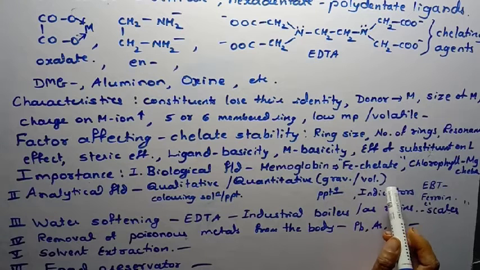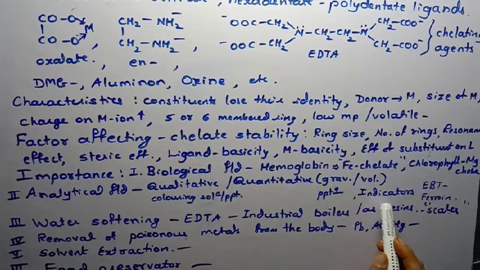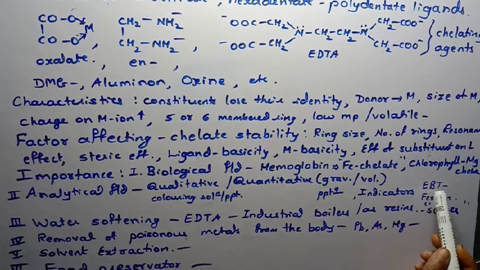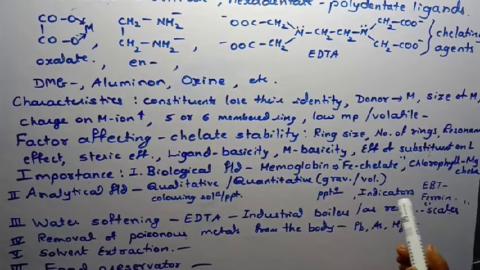Similarly, in volumetric analysis, many of the chelating agents or ligands are used as indicators. For example, during the titration of calcium versus EDTA, Eriochrome Black T is used as an indicator, which forms a chelate that is colored, thereby the endpoint can be determined. Similarly, ferroin indicator is used during the titration of iron versus potassium dichromate solution.